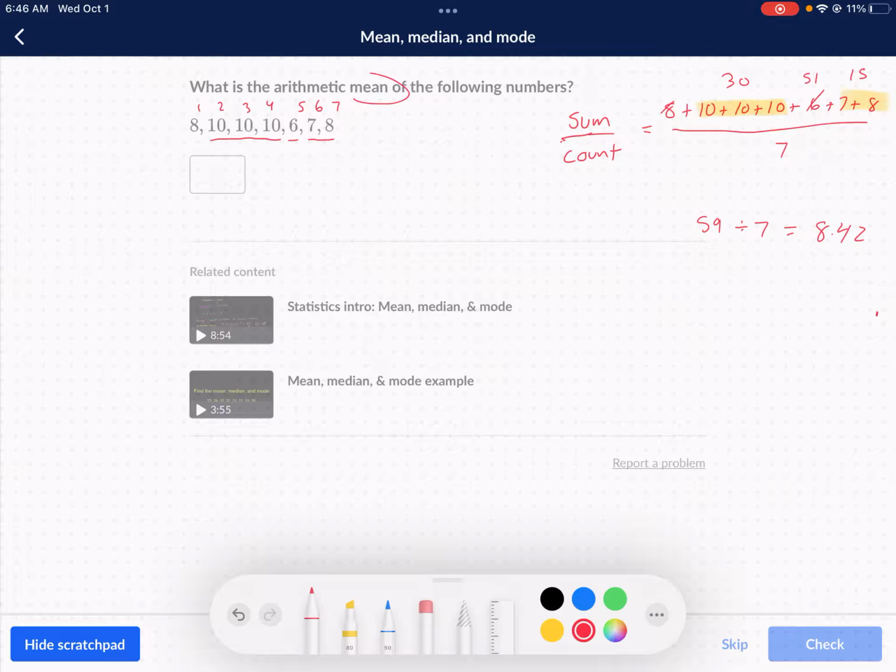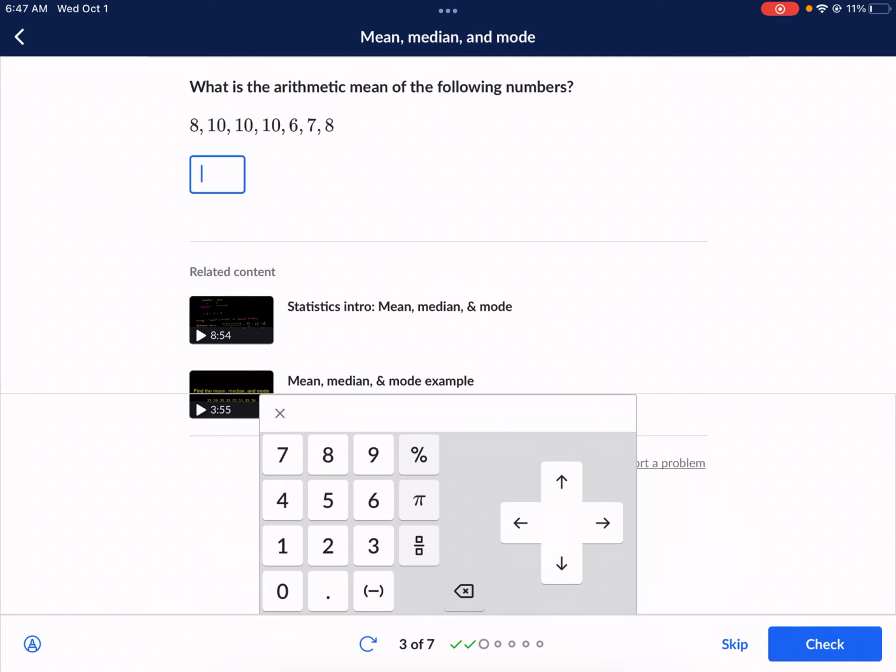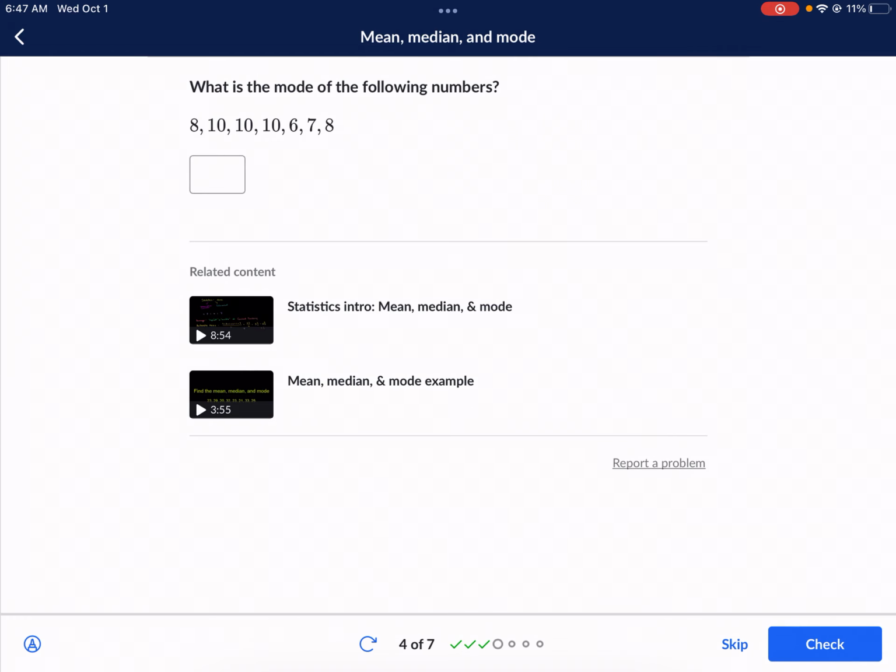Now, mean is one of the most common ones you'll see. You'll see that in average points per game in sports a lot, or average rebounds, or whatever it is. So I'm going to just go ahead and type 8.42. No, it rounds to 8.43. I don't know what it's going to ask for here. There we go. 8.43 worked.